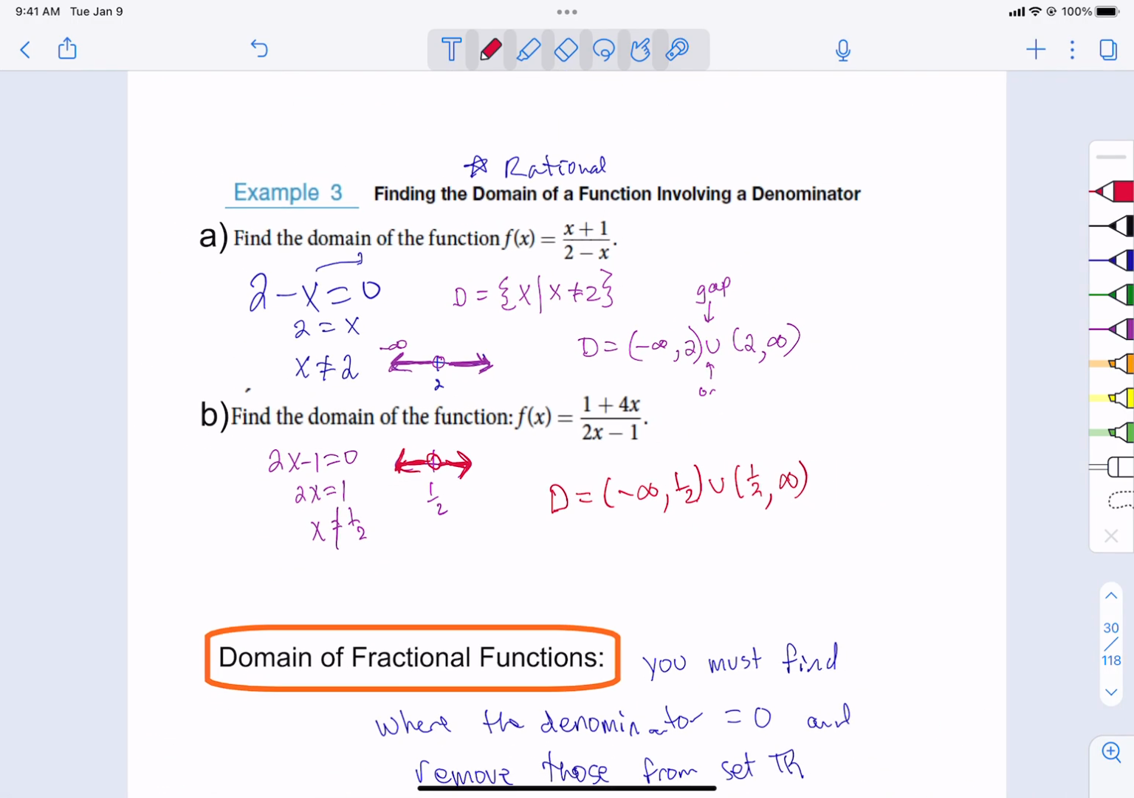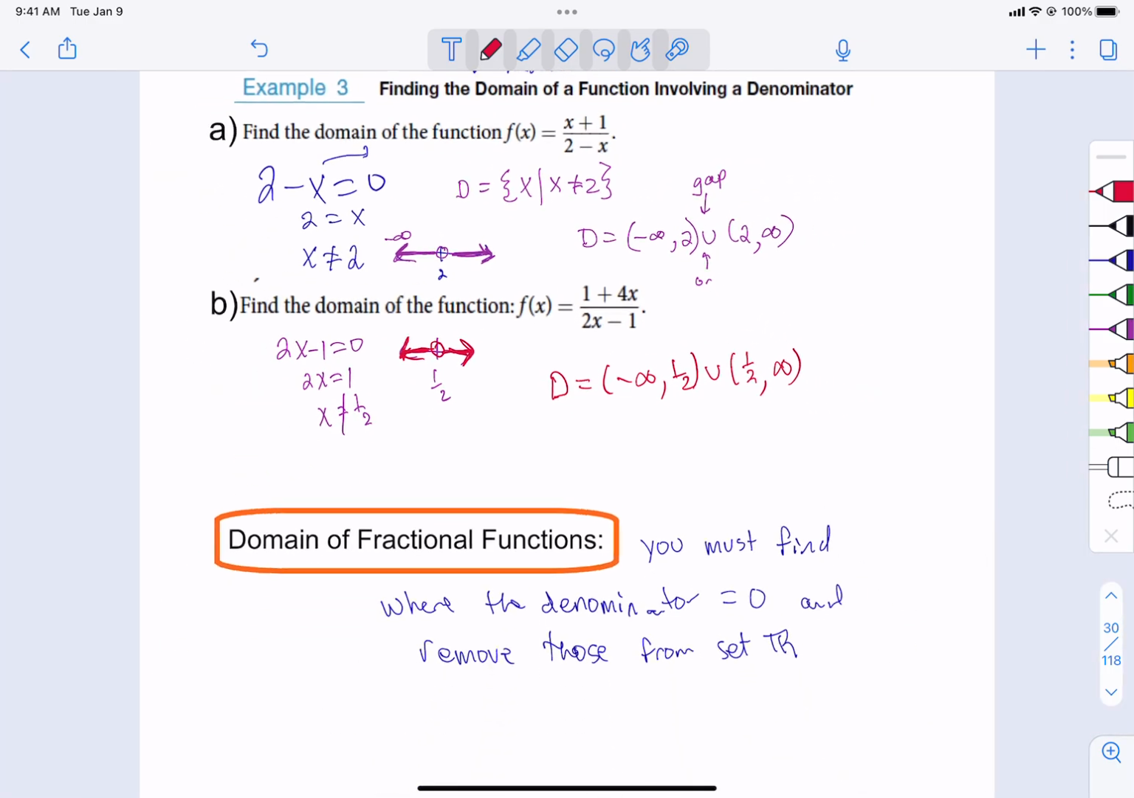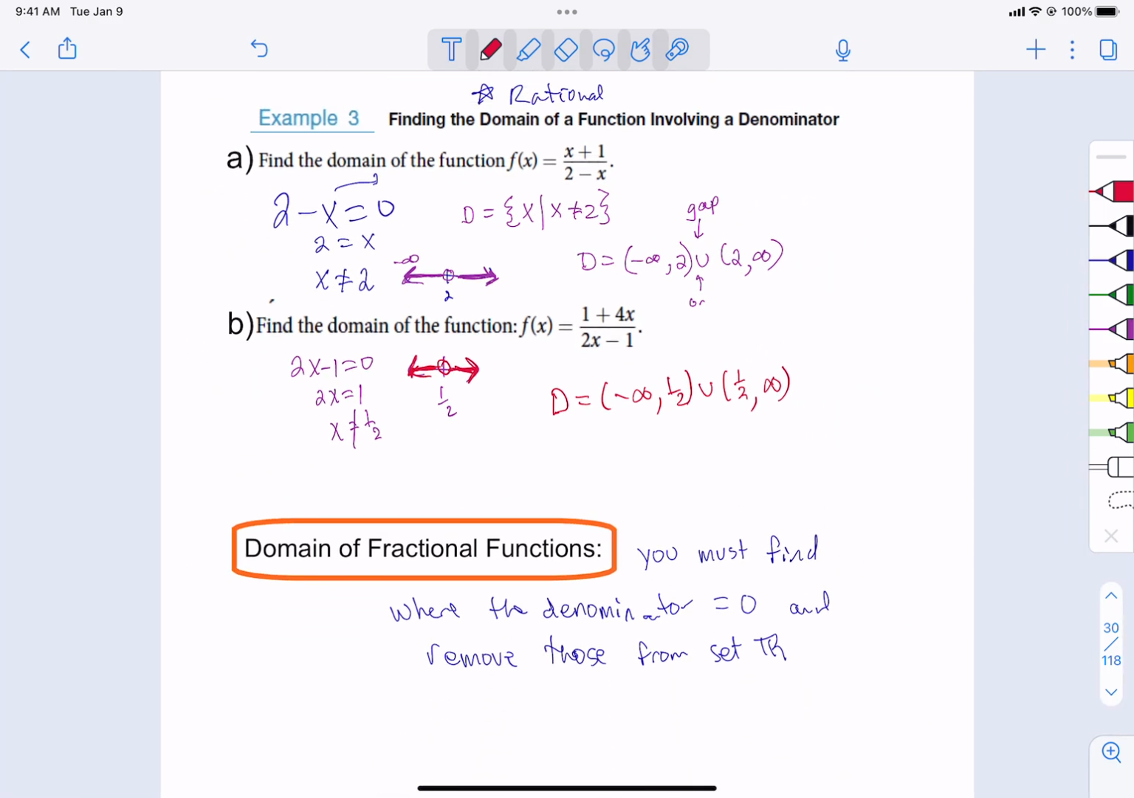So for fractional functions, you must find where the denominator equals 0 and remove those points from the set of real numbers. Sometimes you have more, so sometimes you might have a few gaps along the way. Okay? We're going to stop at this example, and then we'll continue these notes tomorrow.